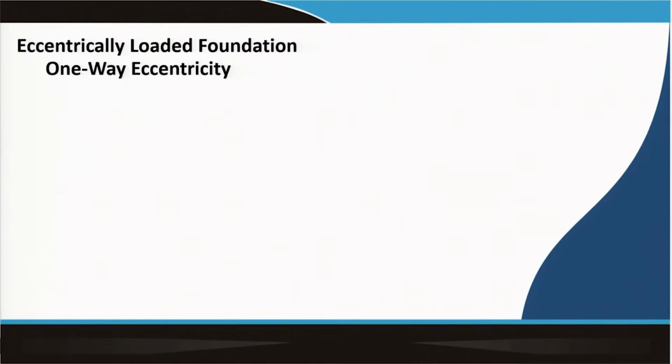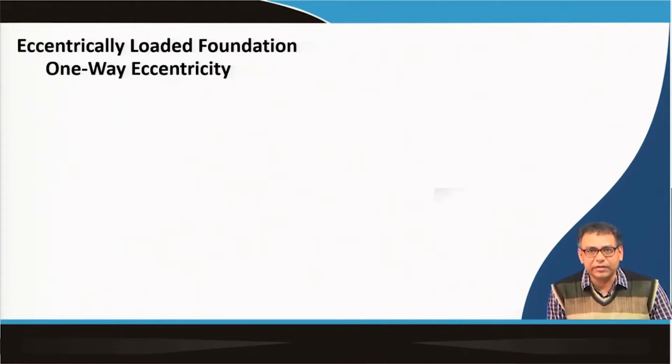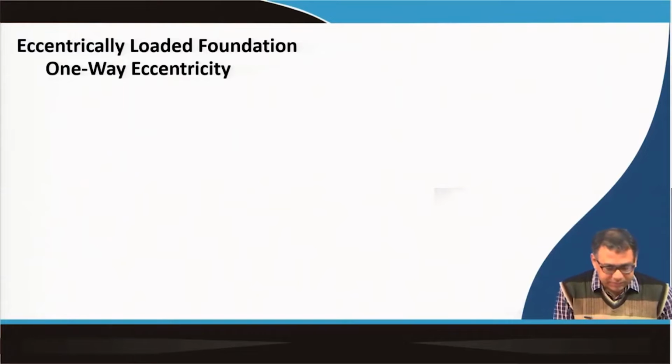The eccentricity can be of two types. One is one-way eccentricity and the other is two-way eccentricity. One-way eccentricity means the load is acting away from the center in a particular direction, either the length direction or the width direction, and in two-way eccentricity it is acting away from the center with respect to both directions. That means it has some eccentricity in the width direction as well as in the length direction. First I will discuss one-way eccentricity and then two-way eccentricity.